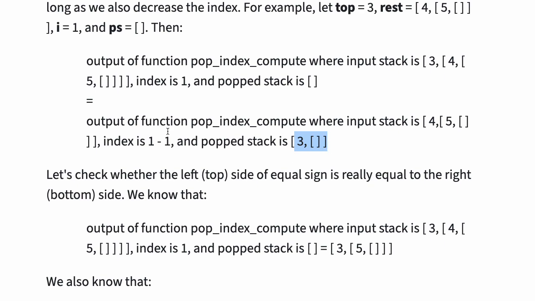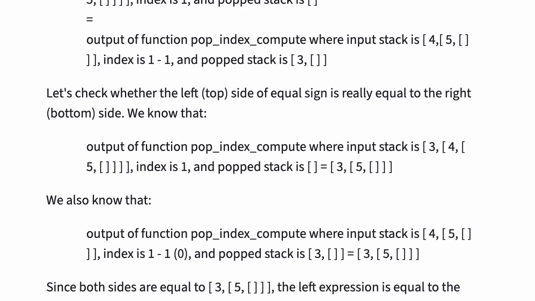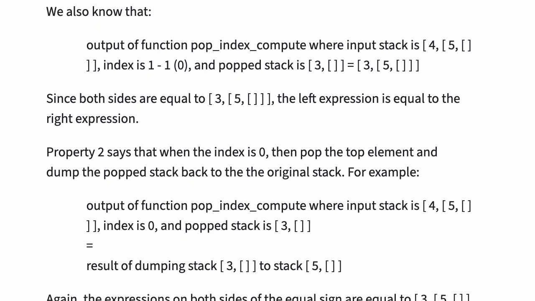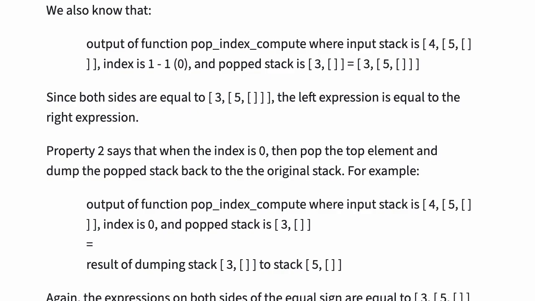Let's check whether the left or top side of the equal sign is really equal to the right or the bottom side. We know that the output where the input stack is 3, 4, 5, index is 1, and pop stack is empty is equal to the stack 3, 5. We also know that the output of function popIndexCompute, where input stack is 4, 5, index is 0, and pop stack is 3, is also equal to the stack 3, 5. Since both sides are equal to stack 3, 5, the left expression is equal to the right expression.